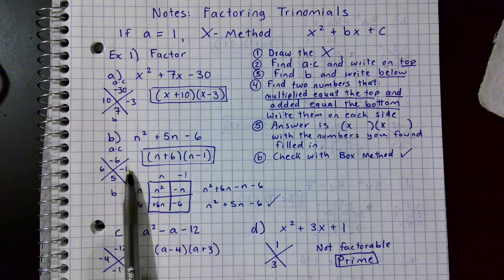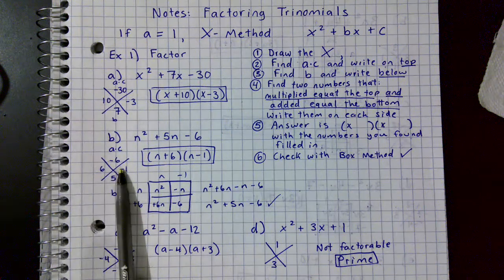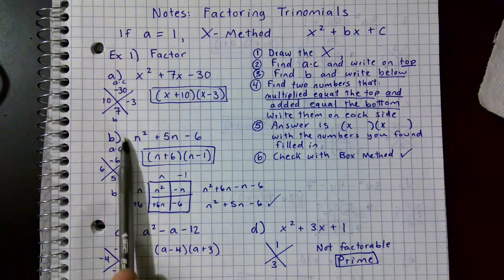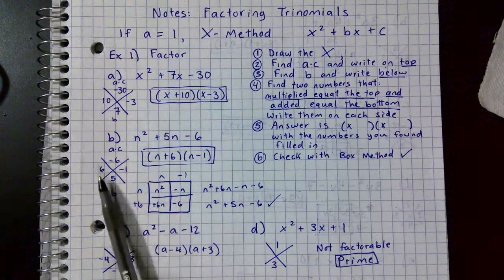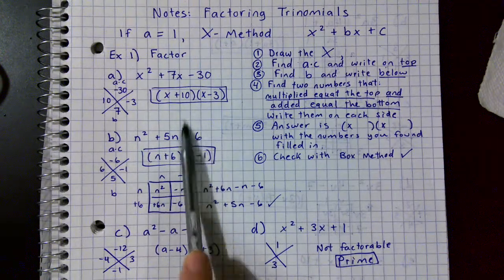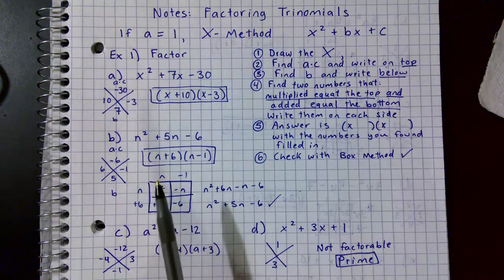Two numbers that when you multiply them together, you get negative 6. Your options are 6 and 1, 2 and 3. Those are the factors of 6, but it looks like 6 and negative 1 are going to work because when multiplied, they get negative 6. And when you do 6 minus 1, you get 5. So since a is equal to 1, your answer is just n plus 6 and n minus 1. The letter doesn't really matter. Here we had x's and now we have n's. That doesn't really matter. It can be any letter.